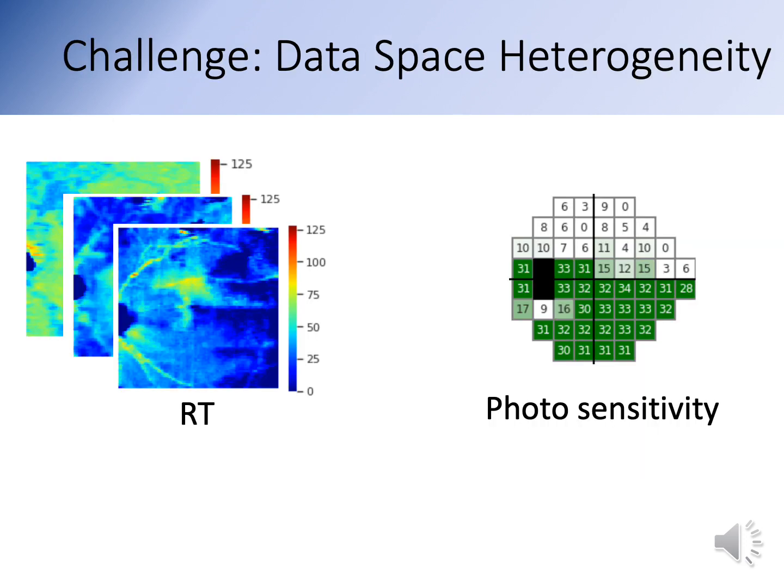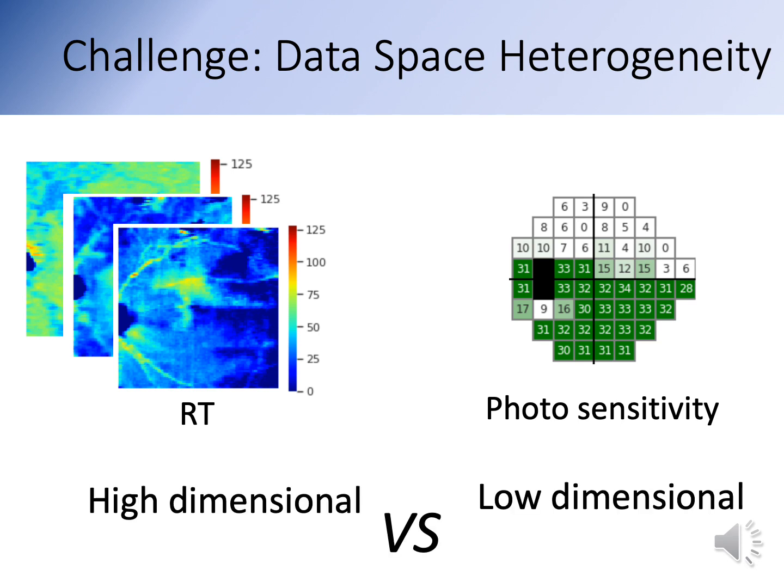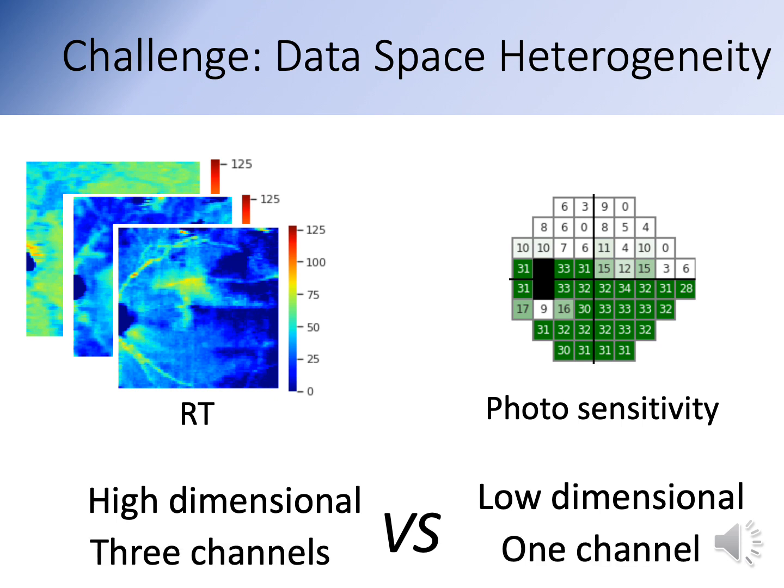However, there are two challenges in integrating retinal layer thickness and photosensitivity measurements. The first challenge is data heterogeneity. The dimensionality of retinal layer thickness measurements is higher than that of photosensitivity measurements. Each retinal layer thickness measurement can have several channels, whereas each photosensitivity measurement has one.